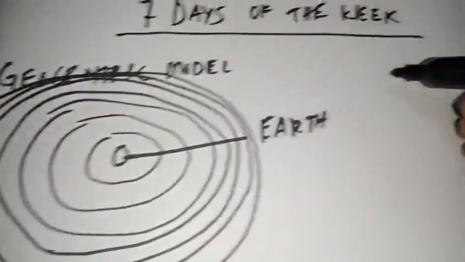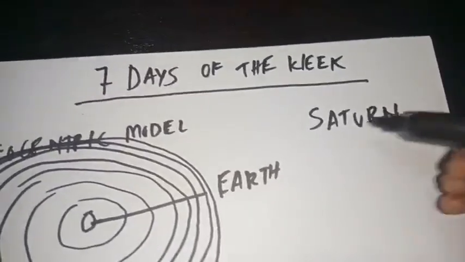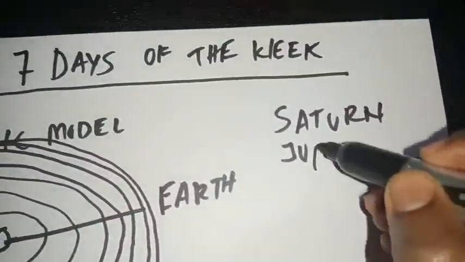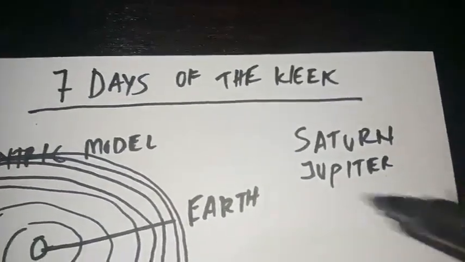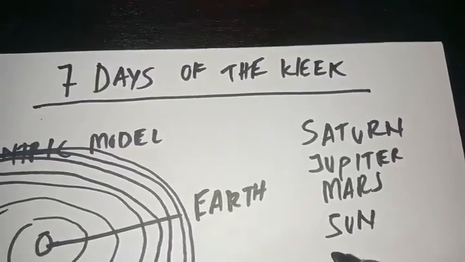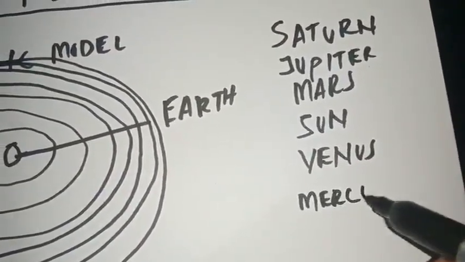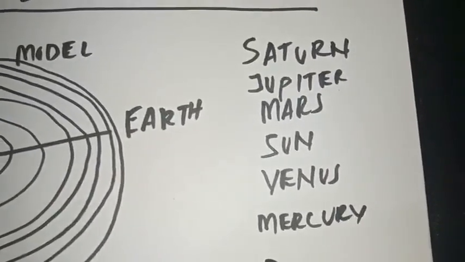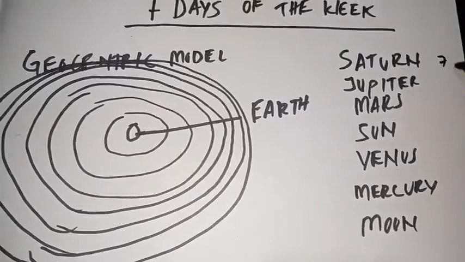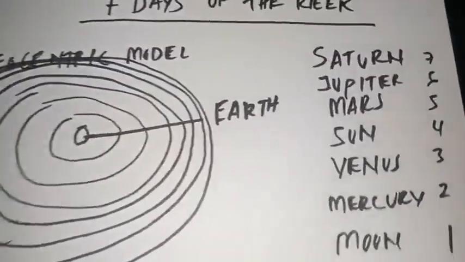In order, the outermost ring is Saturn, followed by Jupiter. That is going from the outside inward. The next one is Jupiter, and then we have Mars, and then the Sun, and then Venus, and then Mercury. And after Mercury, we have the Moon. So these are the seven luminaries, from the outermost, seven, six, five, four, three, two, one. So this is the order.